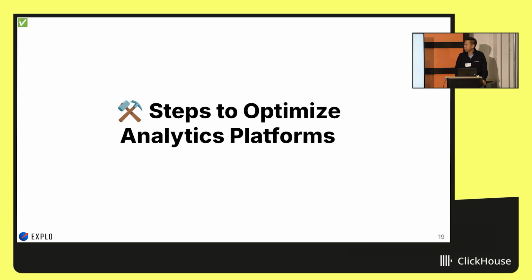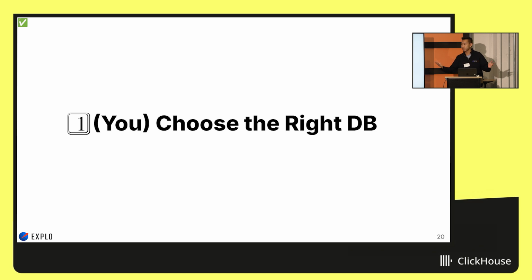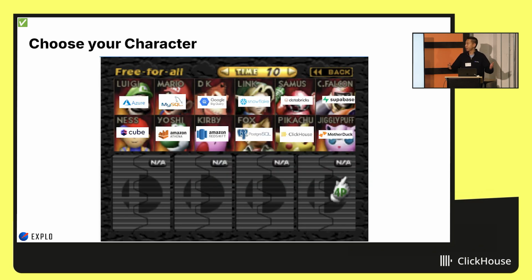Okay, so now let's talk about steps to optimize analytics platforms. First, the company needs to be able to choose the right database that makes sense for their workflows. So first, you've got to choose your character. There are a bunch of databases that Explo connects directly to. At the end of the day, we're agnostic. You can choose whatever you want to use, but we have preferences, and we also have suggestions for what might make more sense, depending on data scale, the queries you're running, the kinds of dashboards you want, latency, freshness, et cetera. But here are some examples of databases that we connect to.